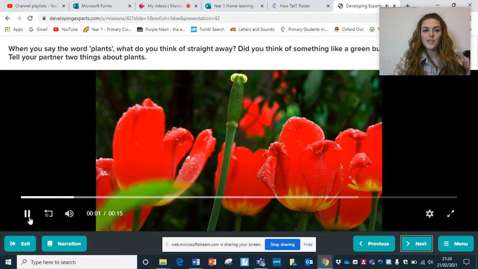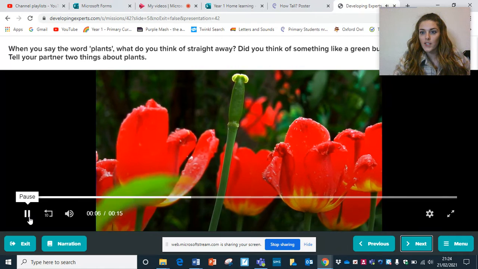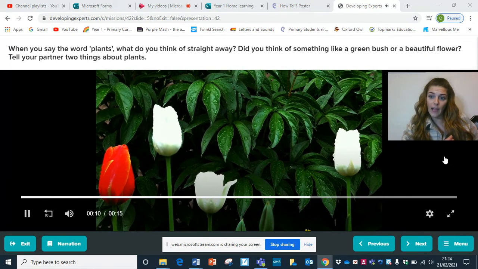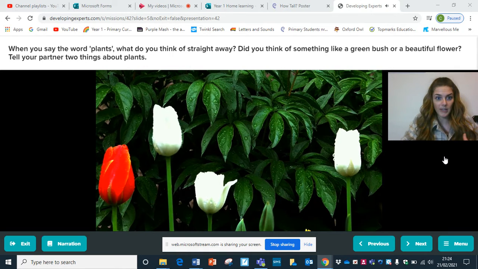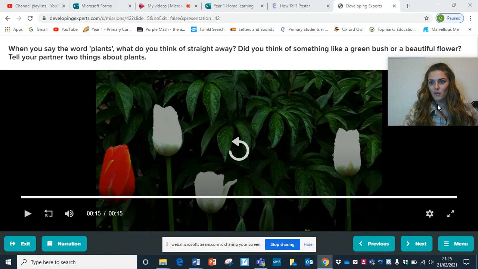So when you say the word plant, you think of something like a green bush, or write down. Okay. What do you think straight away when we say plants? What does that mean to you? What do you know about plants? And then tell your partner or somebody at home or write it down, 2 things about plants. Okay, can you do that? 2 things about plants.